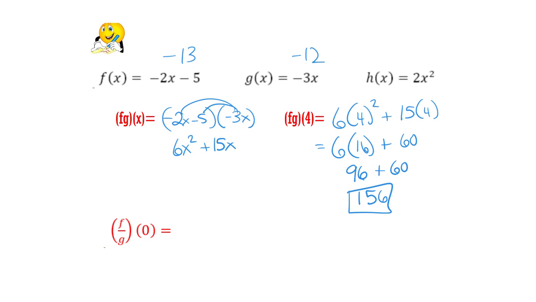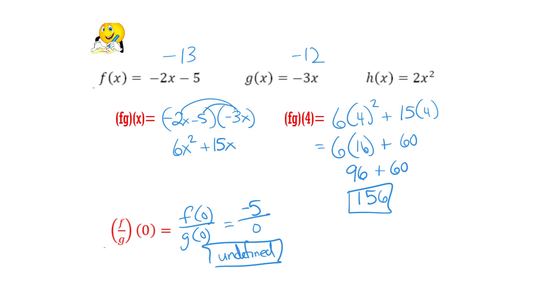Last example is to do f divided by g of 0. Since I'm not even finding f divided by g of x, I'm just going to jump right in. I'm going to do f of 0, and I'm going to divide it by g of 0. F of 0, when you plug 0 into x for the f function, you're just going to get a negative 5. And when you plug 0 into the g function, right here, you're just going to get 0, and negative 5 divided by 0 is undefined. That can happen when you're dealing with division of functions.